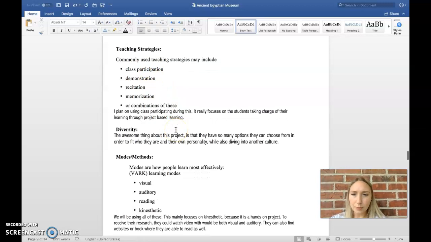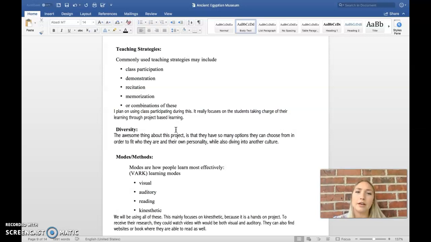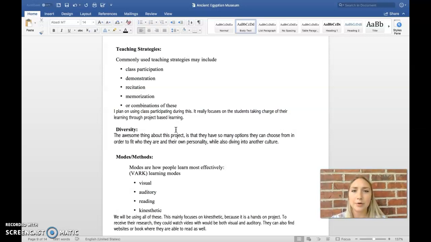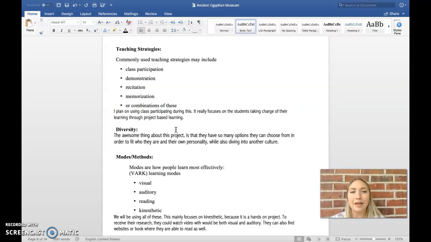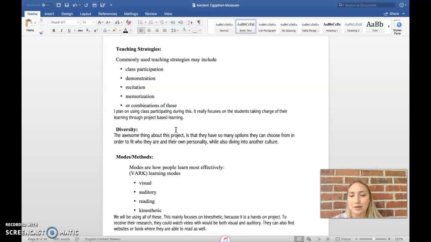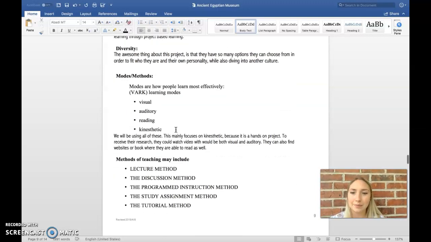Then we get into teaching strategies, which I plan on using class participation by doing this because it really focuses on students taking charge of their learning and letting them choose what they want to go further into. And then diversity. What I love about this is that it is very diverse. They can choose anything that they want within ancient Egypt, but they can choose anything they are passionate about. So I think that's cool because it can really show their personality.